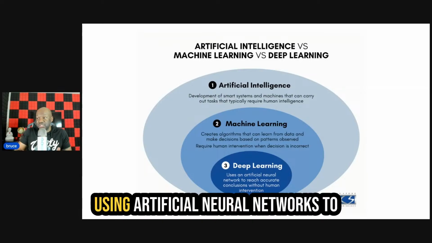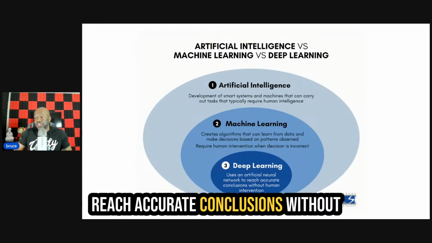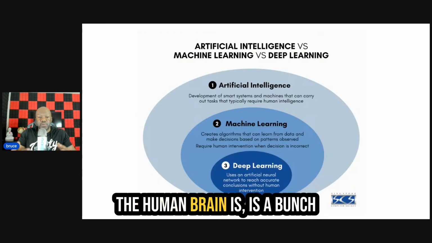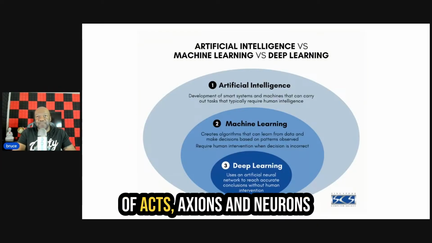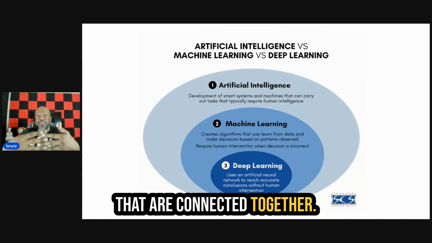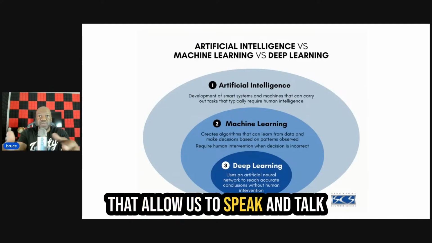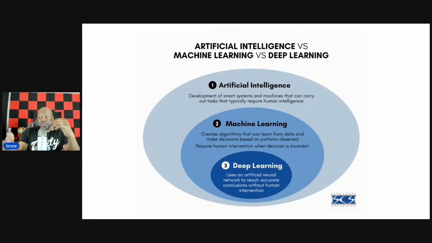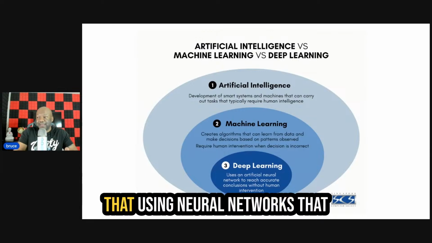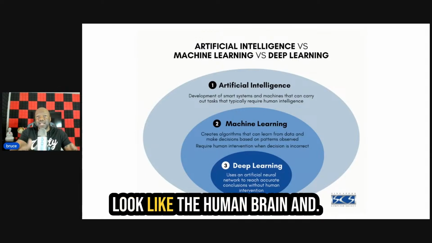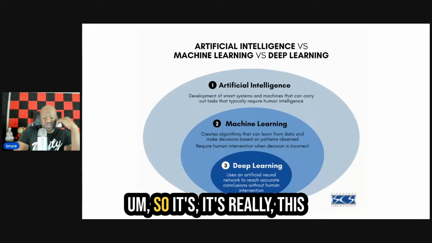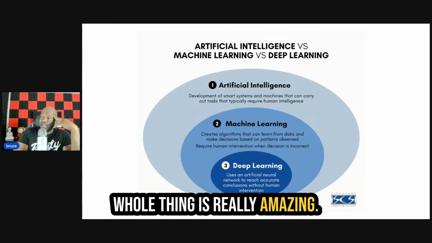It's amazing, but it's using artificial neural networks to reach accurate conclusions without human intervention, because it's kind of like the human brain. The human brain is a bunch of axons and neurons that are connected together, and it's the interconnections that allow us to speak and talk and compute information and all that kind of stuff. Deep learning takes a book from that, using neural networks that look like the human brain to process information. So this whole thing is really amazing.